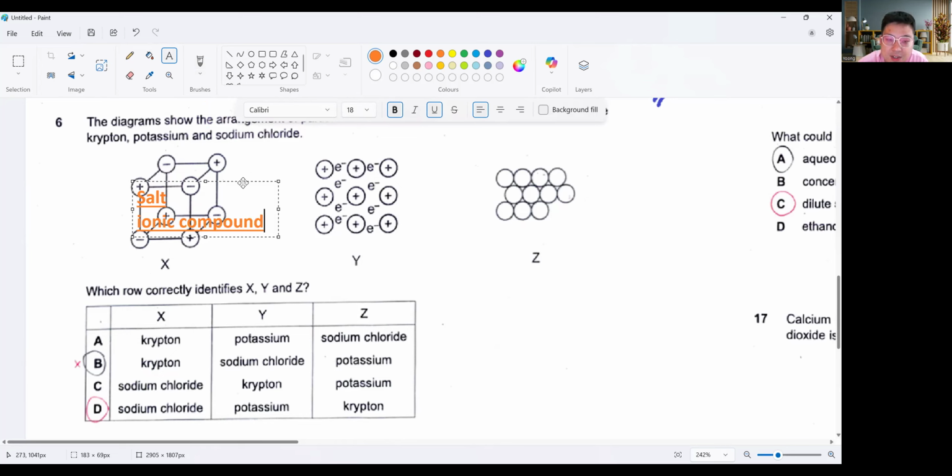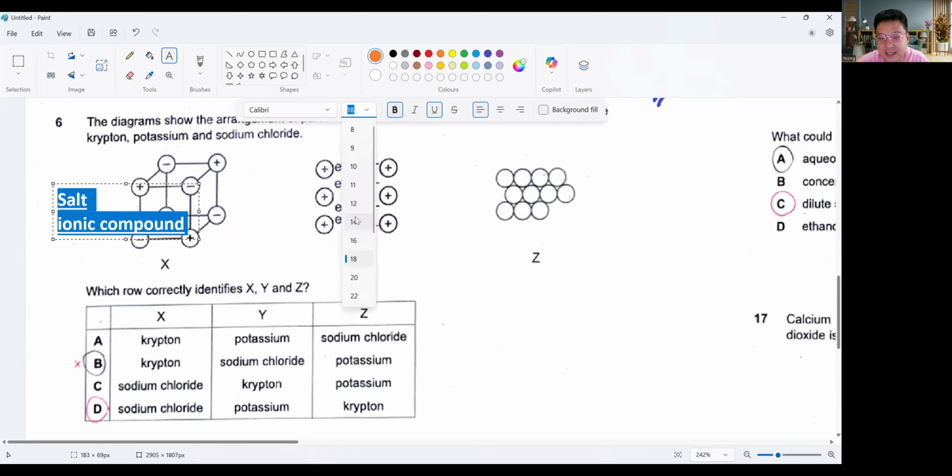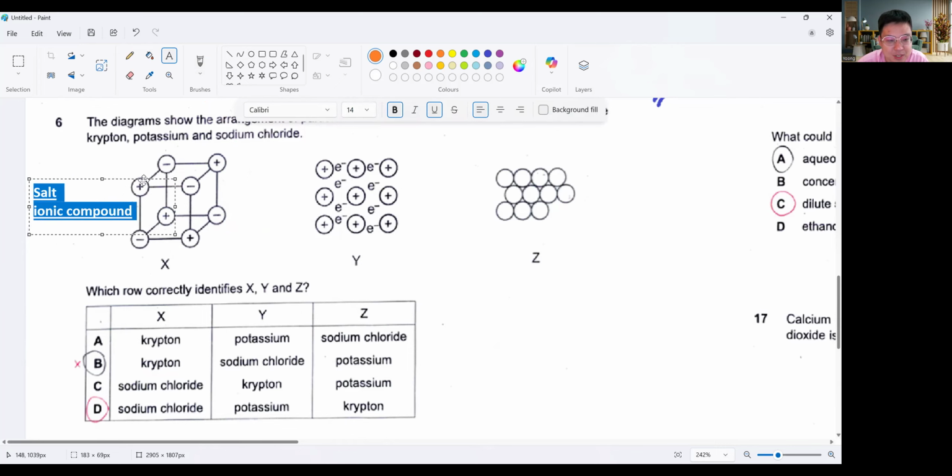In case you haven't learned this in class yet, then please go back and do some revision, or comment down below. Maybe I'll teach this in a lesson next time.